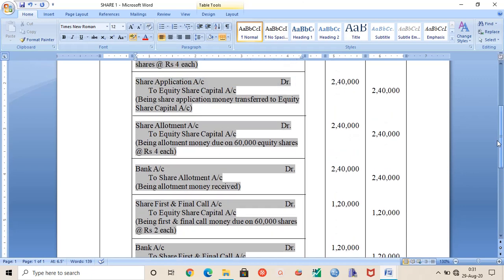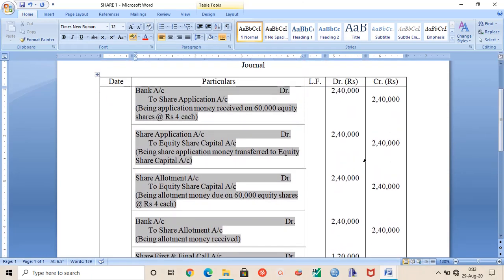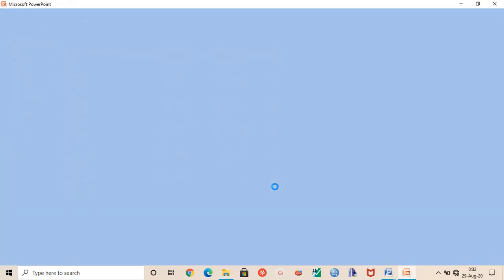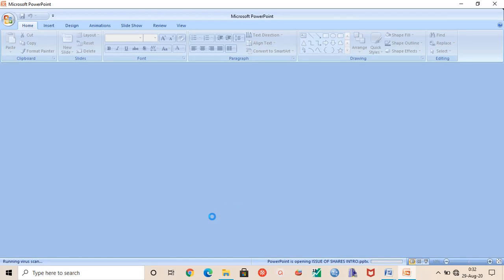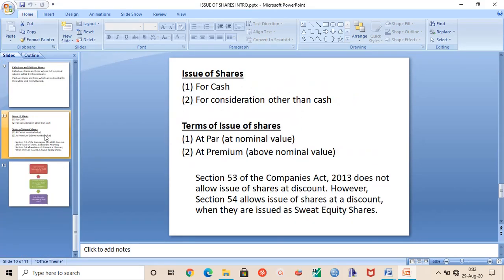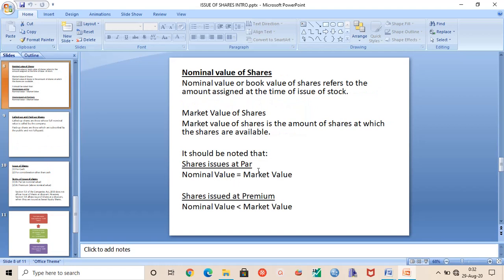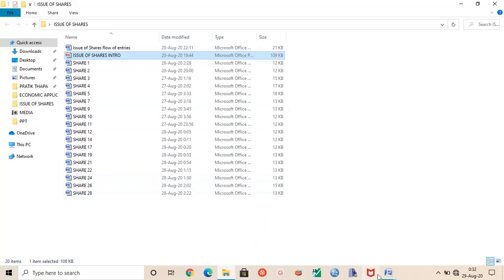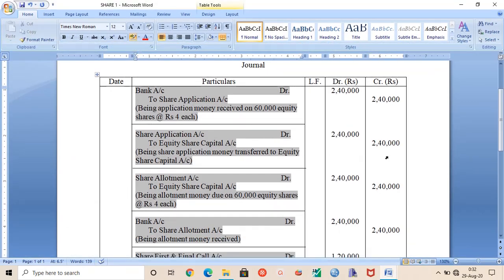This particular question is very simple, in which the shares are issued at par. We already know that issue of shares at par means nominal value is equal to market value. Let me show you the PPT. At par means at nominal value, that is the full face value of the share. And this question is also a case of full subscription. 60,000 shares were issued and 60,000 shares were applied for by the public. So this is a case of issue at par, and again a case of full subscription.